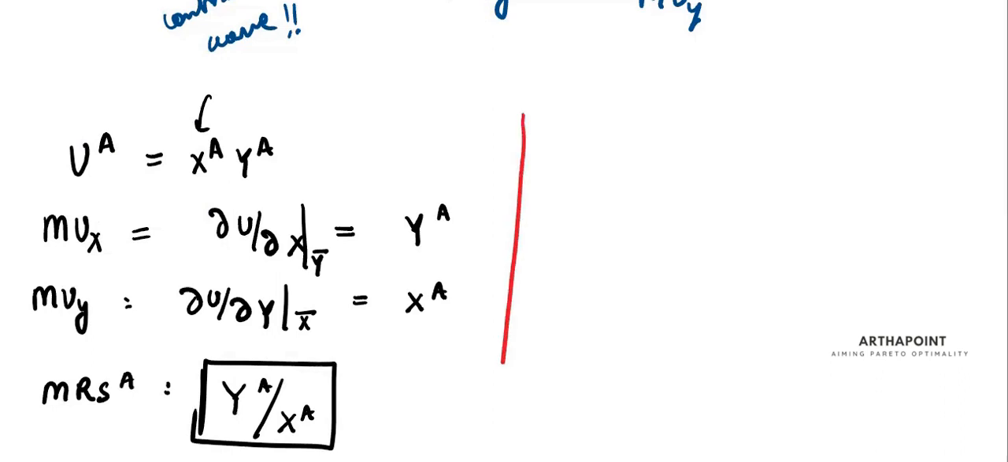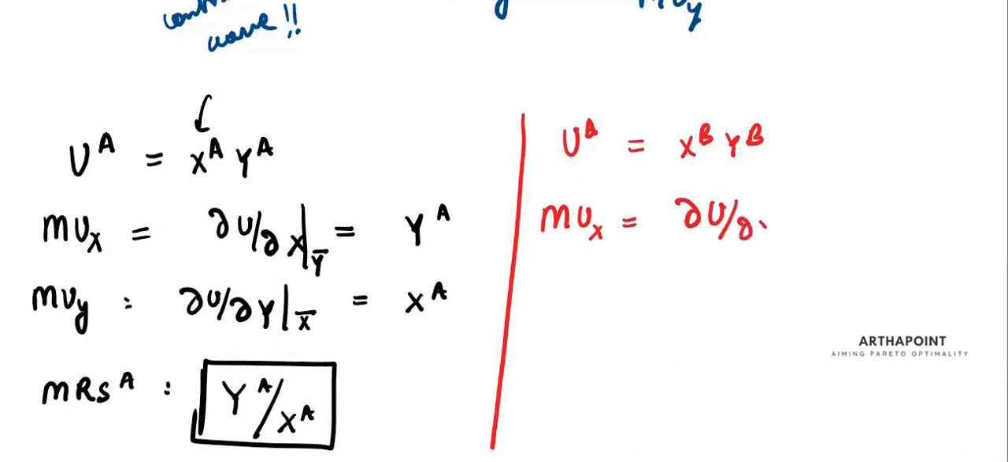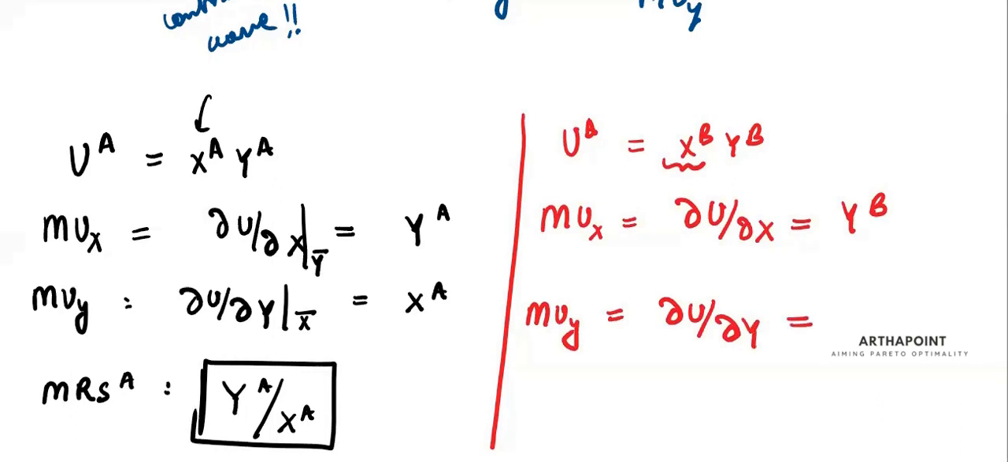Similarly, if I ask you what the utility of individual B is given by, you will say XBYB. What is MUX? How does utility change when X changes, holding Y constant? Y is the constant, so it will come out, and differentiation with respect to X will be 1. MUY, how does utility change when Y changes, holding X constant? It will be XB. MRS of individual B will be YB by XB.